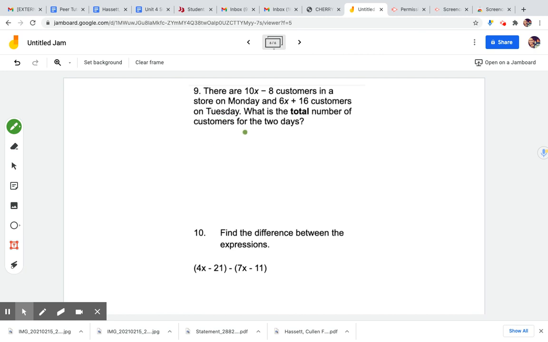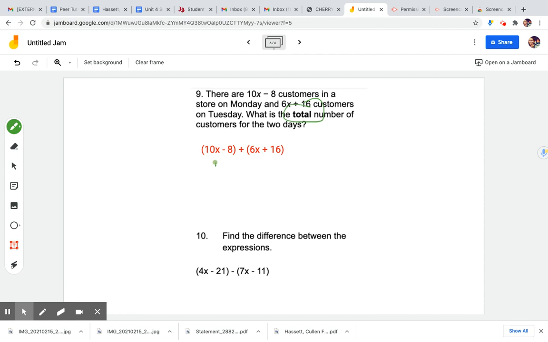Last two. There are 10x minus 8 customers in the store on Monday, 6x plus 16 on Tuesday, and we're looking for the total. So we're going to add those expressions together. So here's Monday's expression, here's Tuesday's, and let's find the total. Again, I could use commutative property, but this one looks pretty friendly. I have 10x plus 6x, which is 16x. Negative 8 plus 16, that's the same as 16 minus 8, which is positive 8. So that represents the total for the 2 days.